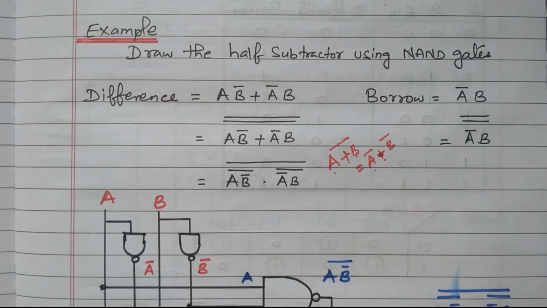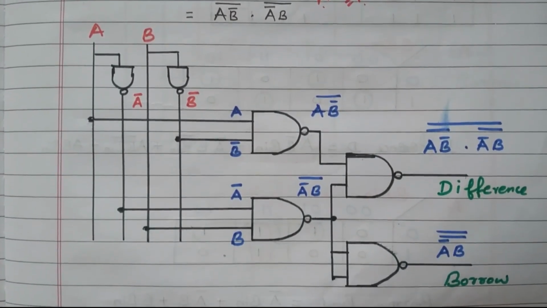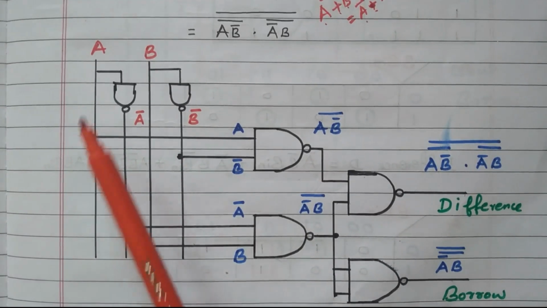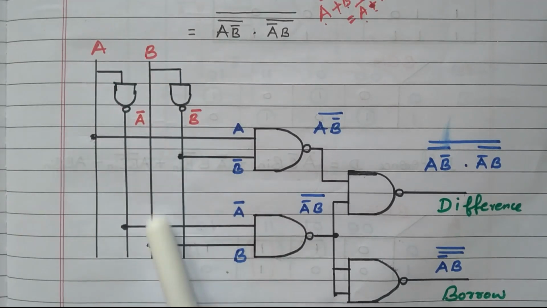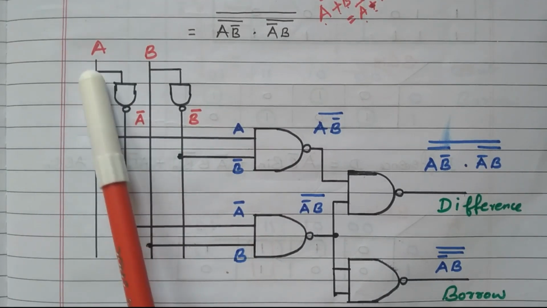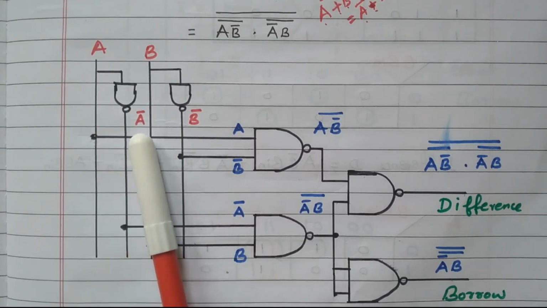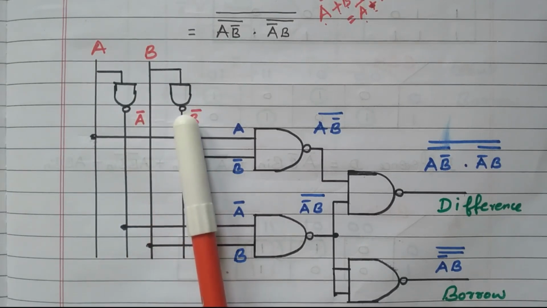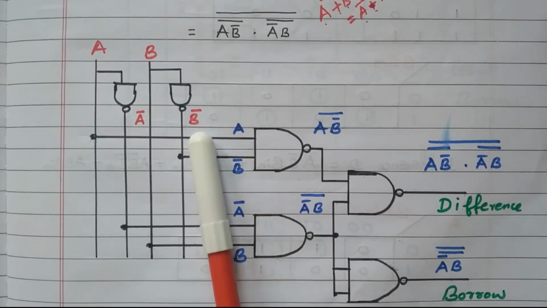Now we'll go for the implementation of this logical expression. The two inputs A and B are available. This is A, and this one is B. In order to get A bar and B bar, we are using one NAND gate with the same input. Two inputs are shorted together, only one input is given. A NAND gate with only one input will act as a NOT gate, so A will give A bar. Similarly, here we are using one more NAND gate with the same input, acting as a NOT gate, so B will give B bar.